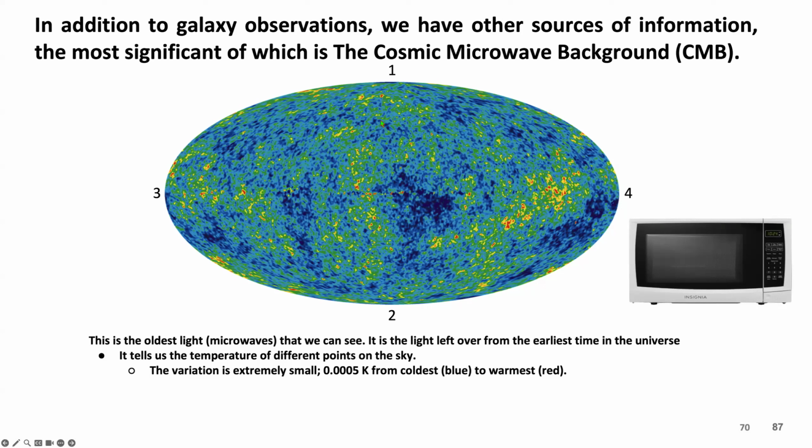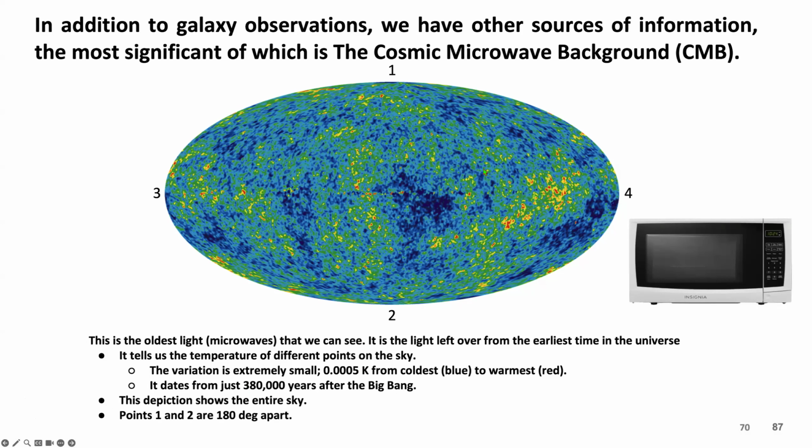So the universe is extremely uniform, but not exactly uniform. And that deviation from exactly having the same temperature everywhere from the oldest light in the universe is filled with information that we will be talking about. Remember, it comes from the time when the universe became transparent, 380,000 years after the beginning of our universe.